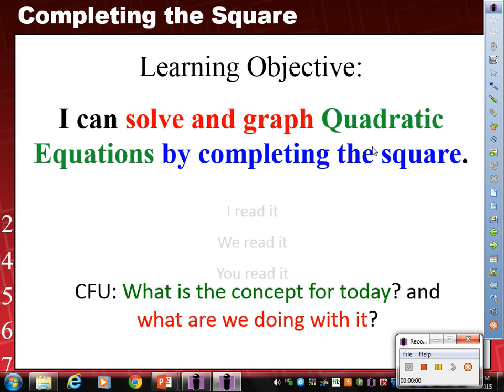All right, here we go. Our objective for today: I can solve and graph quadratic equations by completing the square. Let's read together. 1, 2, 3. I can solve and graph quadratic equations by completing the square.